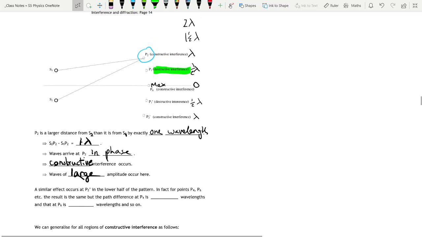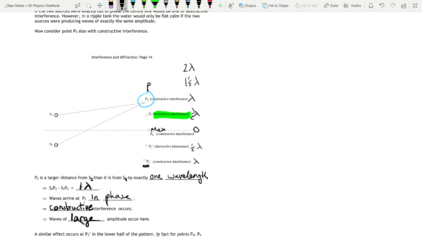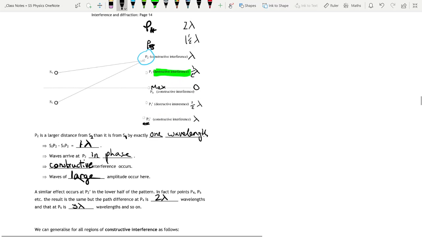A similar effect occurs at P2 dash, which is this one here, in the lower half of the pattern. In fact, for the points P4, P6, etc., the result is the same, but the path difference at P4, which would be the next maxima, would be 2 wavelengths, and P6 would be 3 wavelengths. So each one's adding a wavelength. So that would be P3, and that would be P4, and then you'd have a minimum at P5, etc.